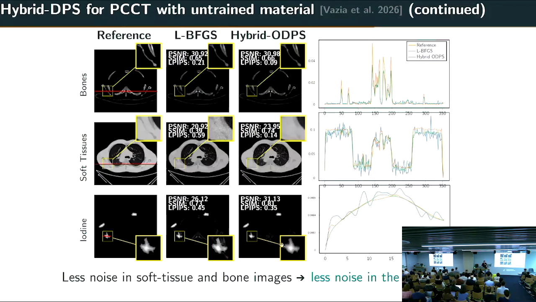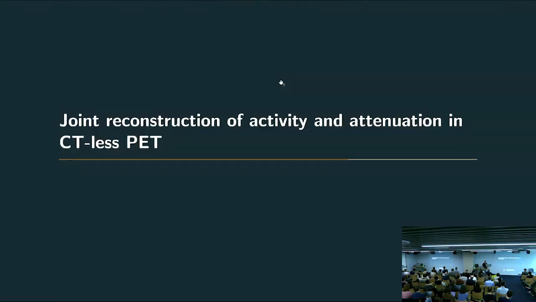And also what we need to see is that this is not noisy. Here the middle column is an LBFGS reconstruction without any prior, maybe with Huber prior. And we see that the noise in the soft tissues and the bone propagates into the iodine, which is not the case with hybrid ODPS because we've got nice diffusion models for the bones and the soft tissues.